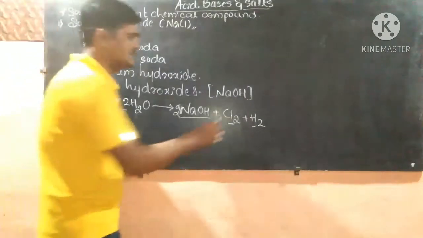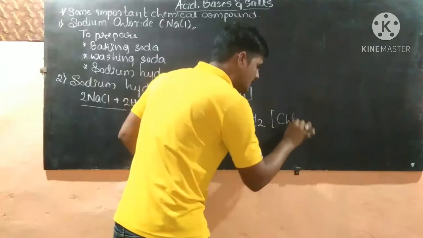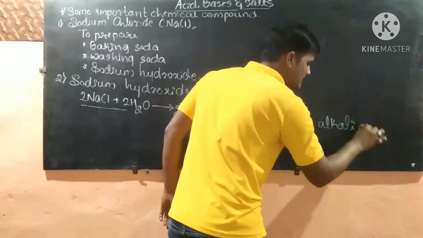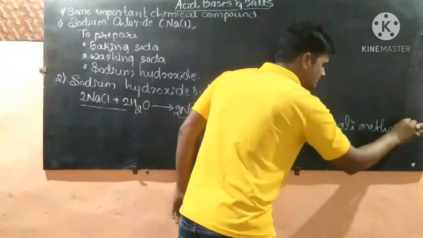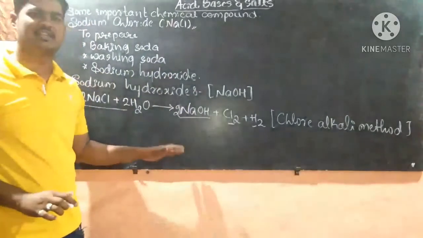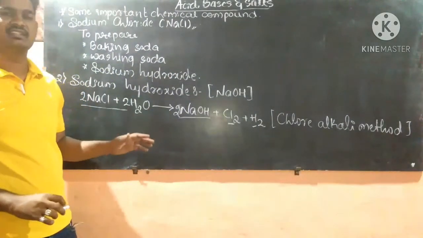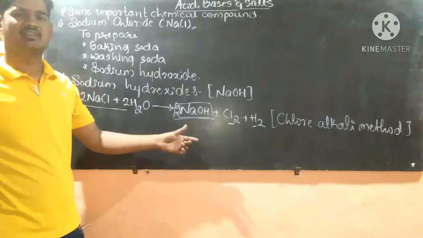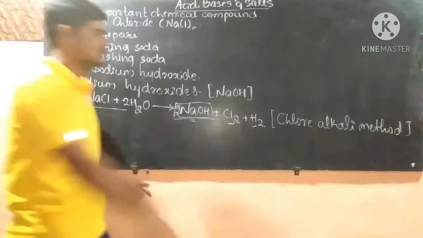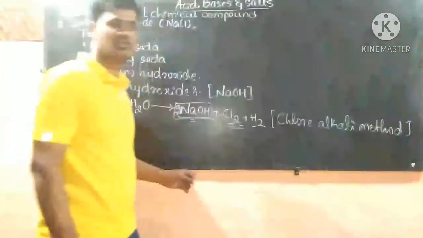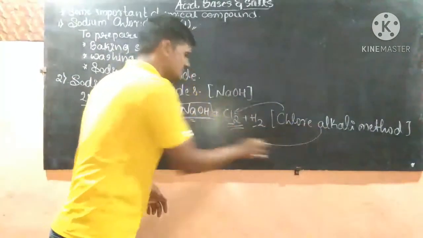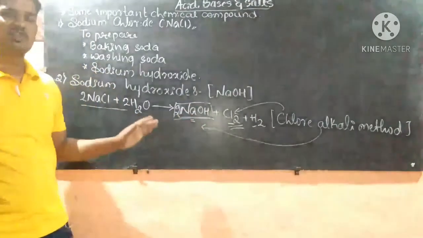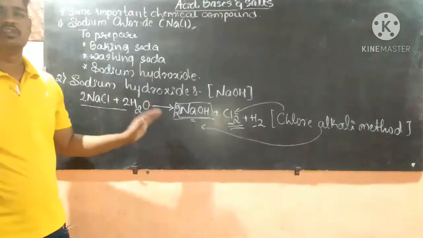This process is known as the chlor-alkali method because the products formed in this reaction are, one, an alkali metal hydroxide, that is sodium hydroxide. Sodium is an alkali metal, and then the chlorine, it is the chlor. Chlor, alkali metal. For this reason the preparation of sodium hydroxide is known as the chlor-alkali method.